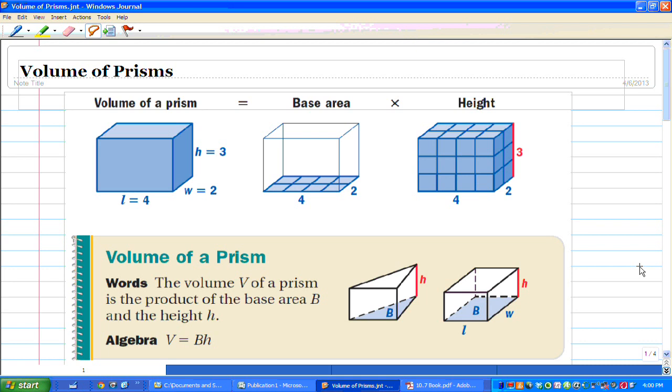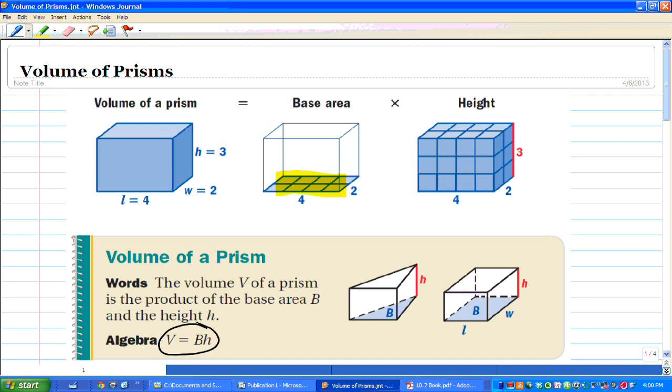There's a box here, and the volume of the prism is equal to the base area, in other words this area, times the height. So the formula, as shown down here, is volume is equal to base times height. And again, that capital B, as you learned before, means the area of the base. So the area of the base times the height. And there's a picture for both the triangular prism and the rectangular prism off to the right as well.